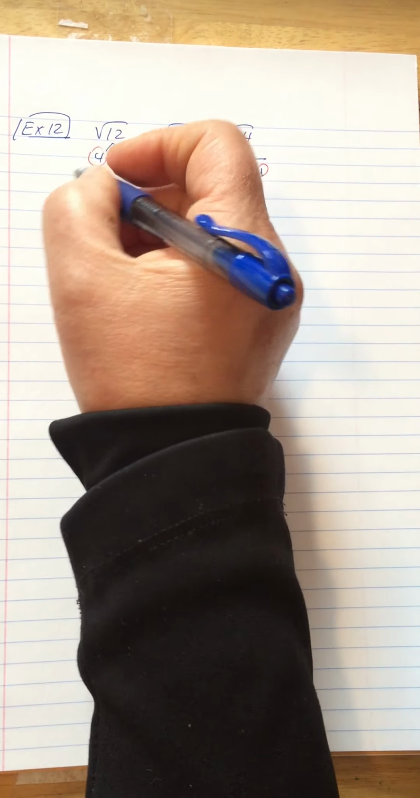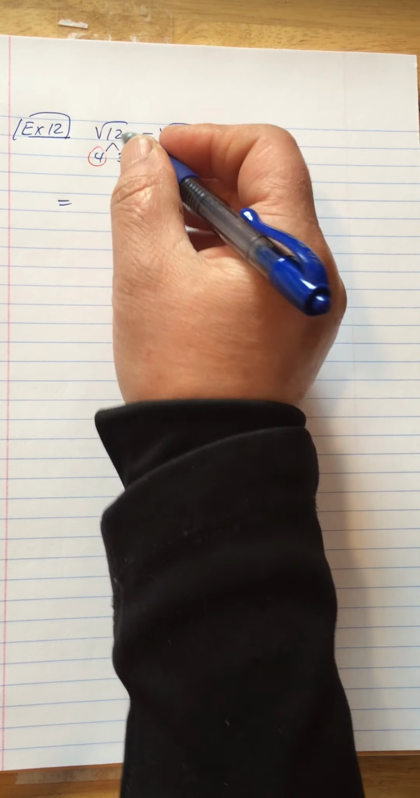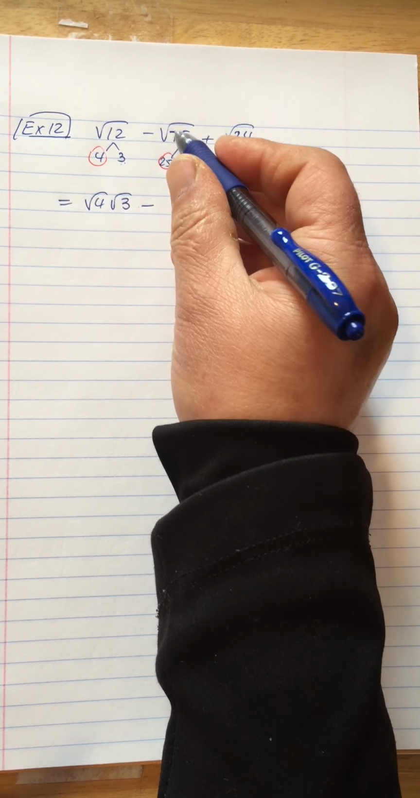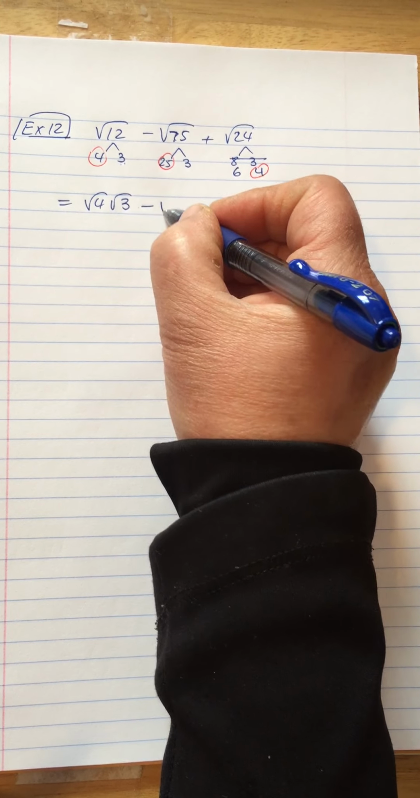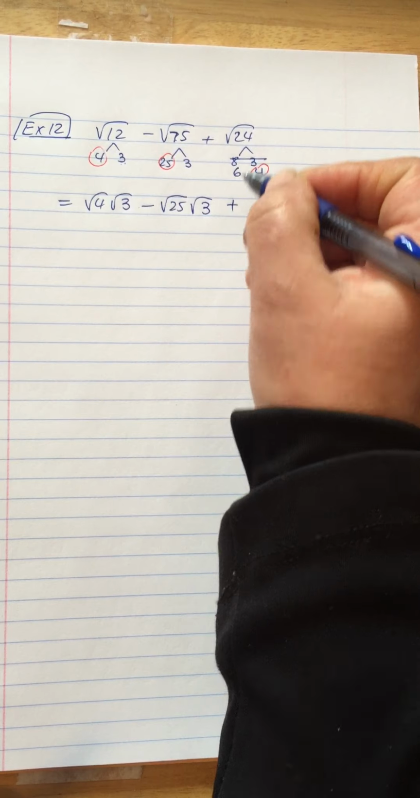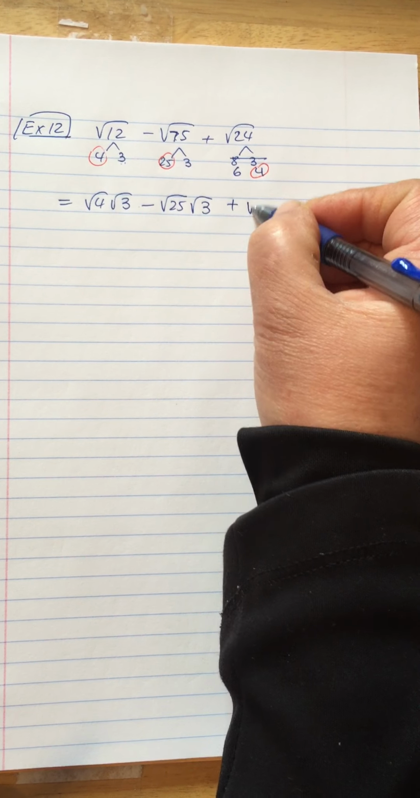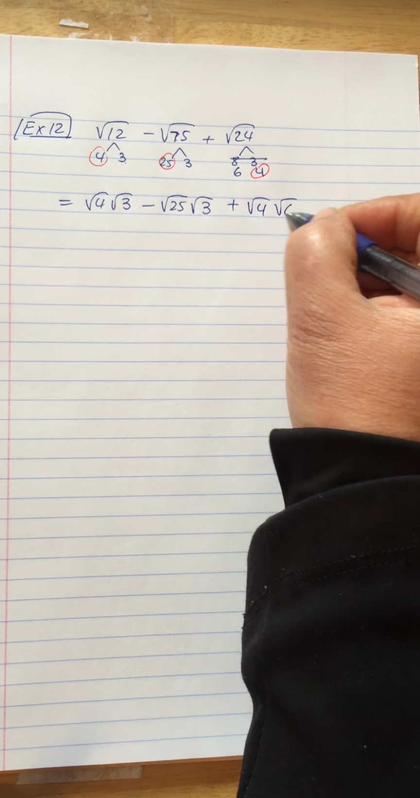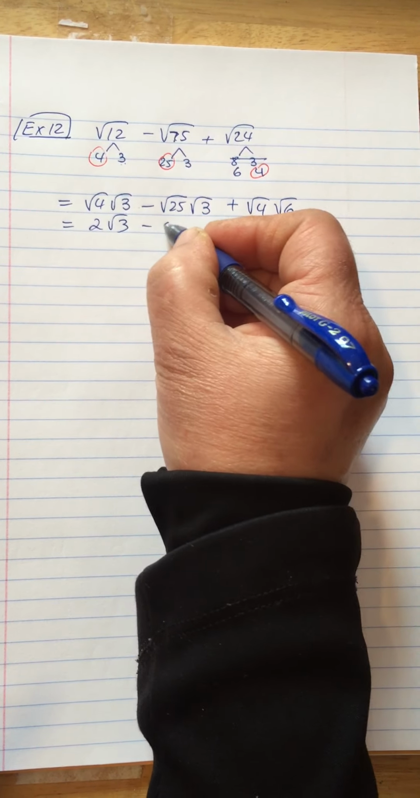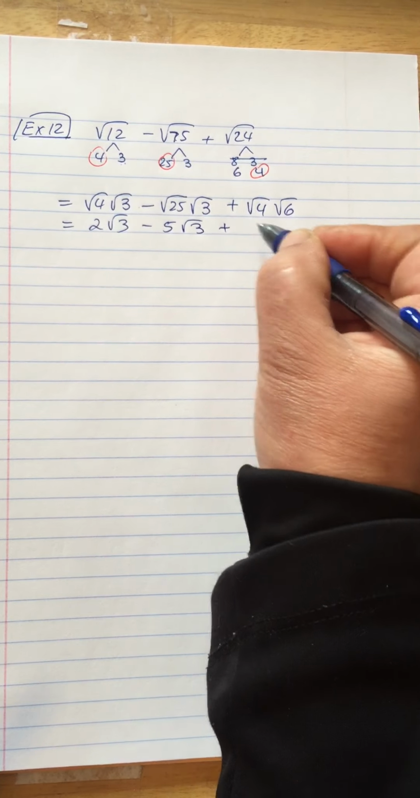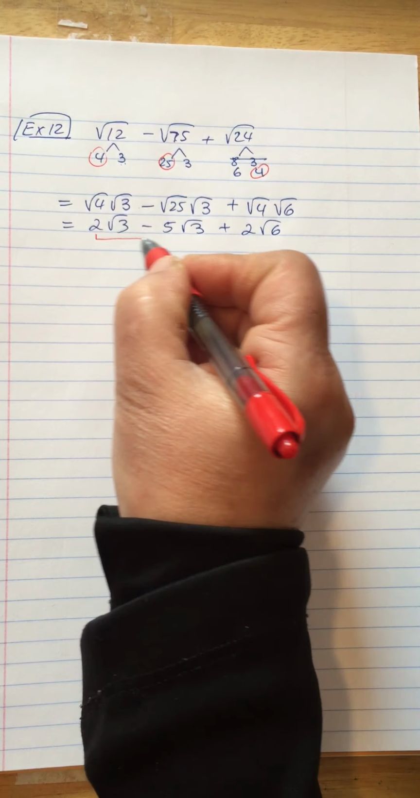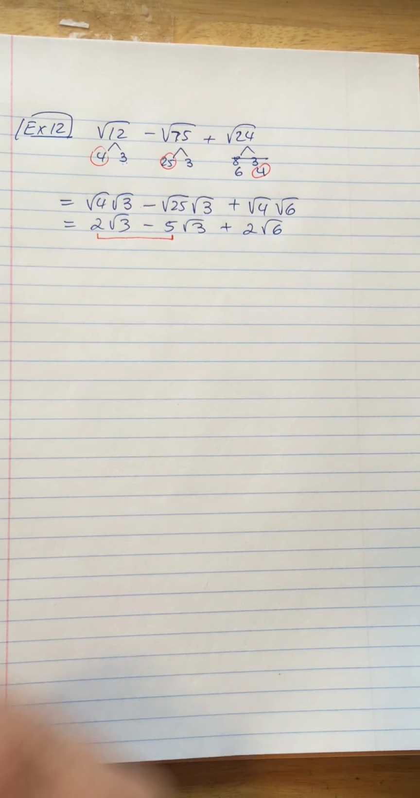So let me separate. The square root of 12 is written as the square root of 4 times the square root of 3, minus the square root of 75 is written as the square root of 25 times the square root of 3, plus the square root of 24 is written as the square root of 4 times the square root of 6. And now I have 2 square root of 3 minus 5 square root of 3 plus 2 square root of 6. And the only terms that I can combine are those two.